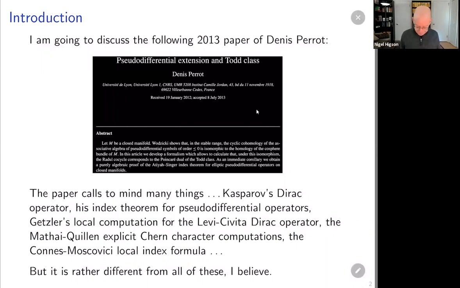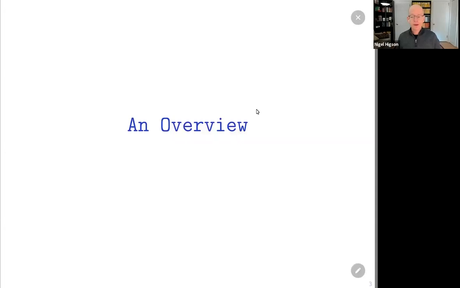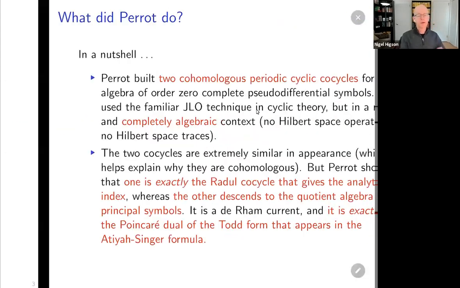However, the more you think about it, the more it seems that this paper of Denis is different. It's really a remarkable piece of work. And it doesn't seem to quite be the same as any of the things I just mentioned. Okay, so I'd like to try and introduce you to it. First of all, the overview, after which you can fall asleep if you're not terribly interested in what's going on.